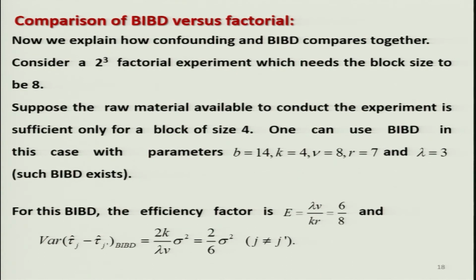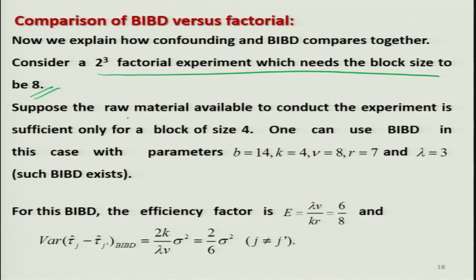In my personal opinion, they are not really comparable, because BIBD is used under a different type of setup, and the factorial experiment is used under a different type of setup. Both are based on different concepts, but still, just for the sake of understanding, we try to consider it here. So, in order to compare them, let me take a very simple example. We consider a 2^3 factorial experiment in which the block size is going to be 8, and then we compare it with a similar setup in the BIBD, where the block size is also 8.